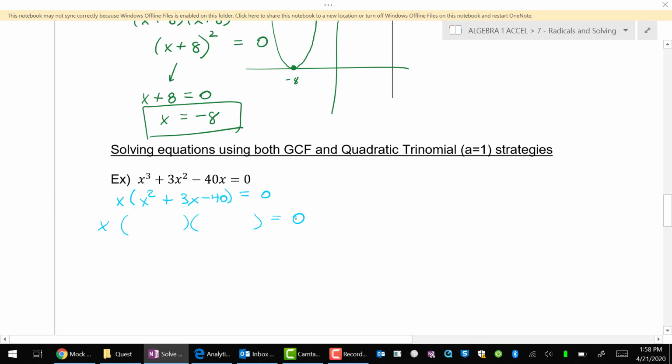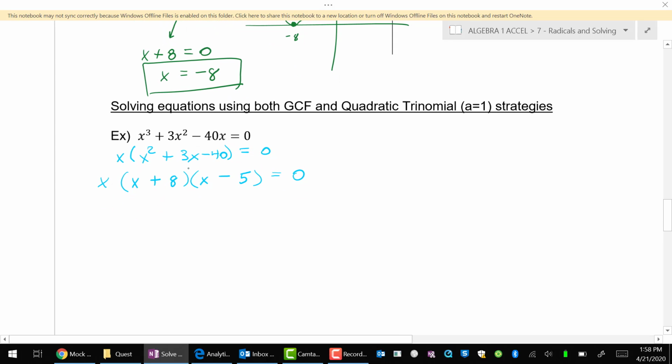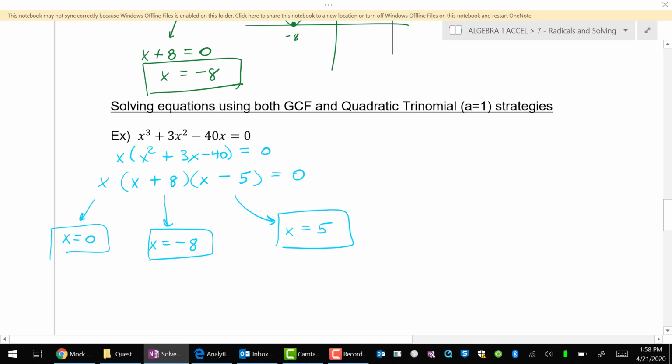Two numbers that multiply together to give me -40. How about we try 8 and 5? And I have a +3, so let's make the 8 positive and then the 5 negative. And if I check with inners outers, I'll get a +8x, a -5x, and that'll give me the middle term there of +3x. Now here, in this case, I'm going to have three solutions. x equals 0, x equals -8, or x minus 5 equals 0, so I'm going to get x equals +5. 1 and 2 and 3 solutions altogether.